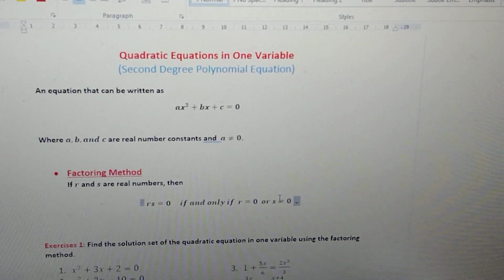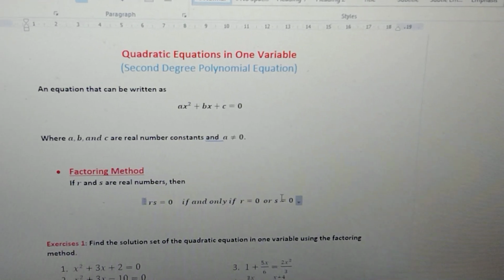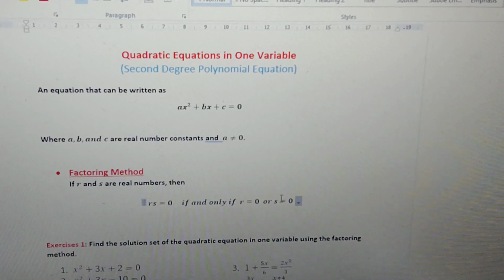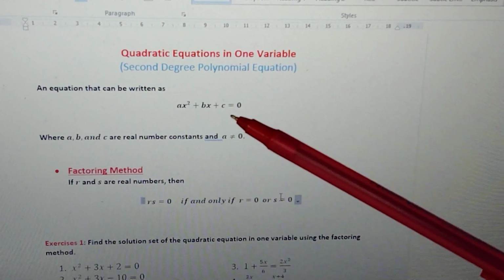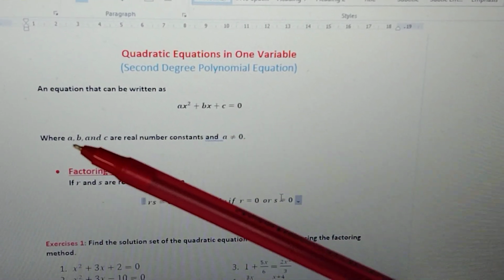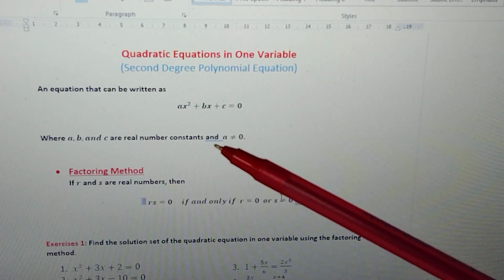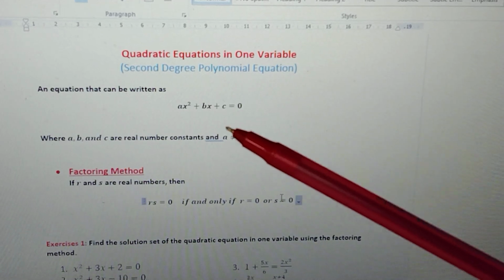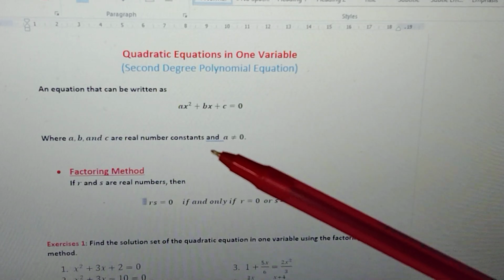We are now on the quadratic equations in one variable. We have here an equation that can be written in this form: ax squared plus bx plus c is equal to 0, where a, b, and c are real numbers and a is not equal to 0. Then we could have these quadratic equations.